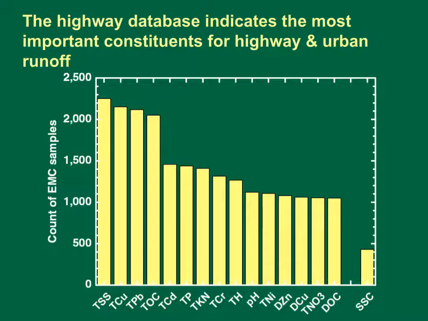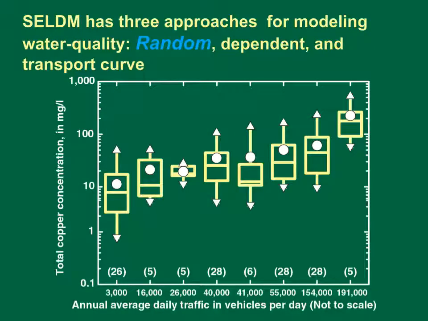The suspended sediment concentration, which has 451 samples, is shown because the U.S. Geological Survey has found total suspended solids to be fundamentally unreliable for water quality analysis. More recently, a number of highway and urban runoff studies have come to the same conclusion. A random variable is modeled using the average, standard deviation, and skew of the data. Random variables commonly are shown as box plots.